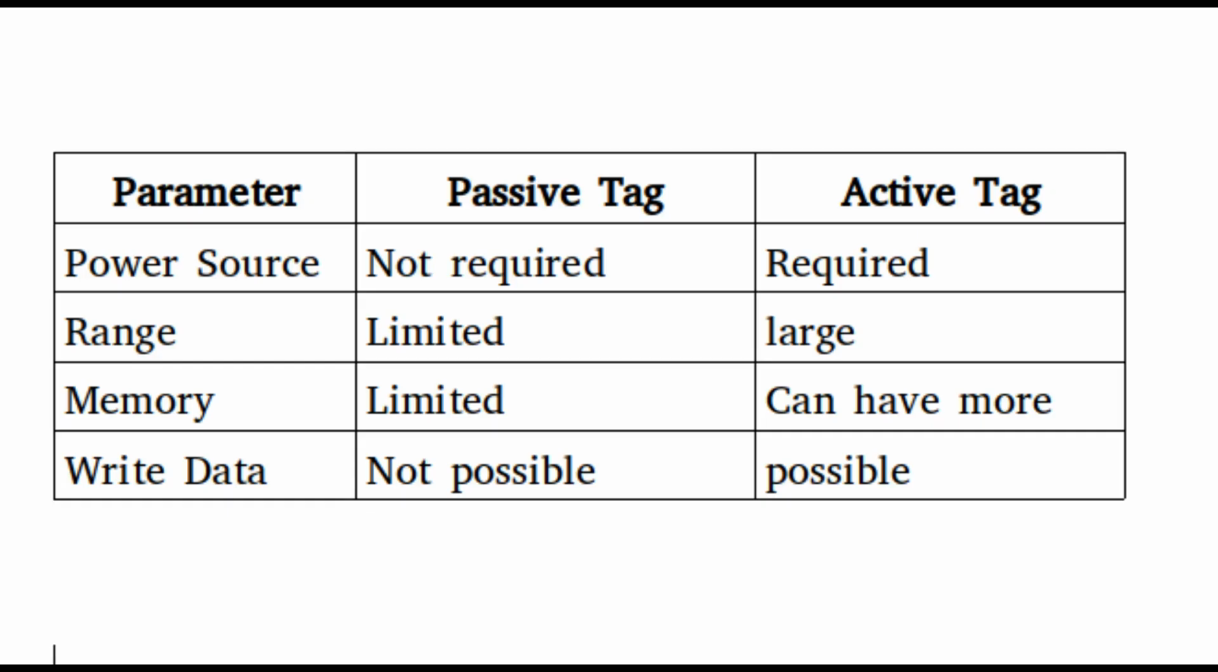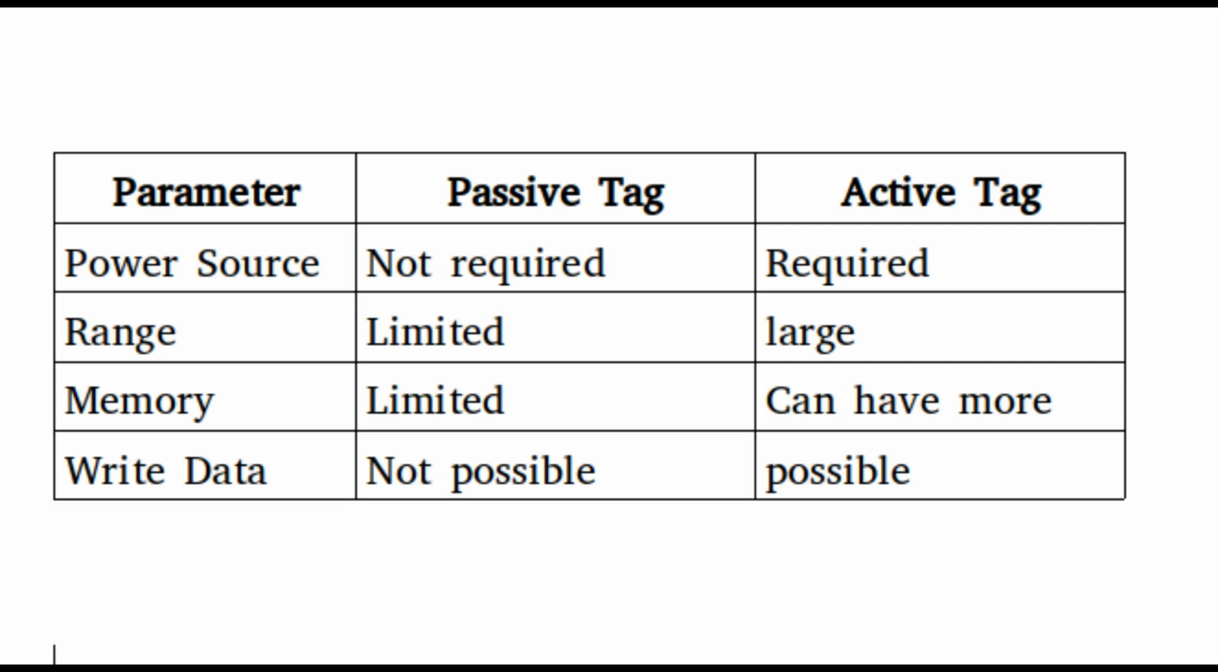Power source is not required for a passive tag, while it's required for active. Range is limited for passive and it's large for active. It may even go up to 1 kilometer or more than that. Memory is generally limited in a passive tag and an active tag can have any amount of memory.